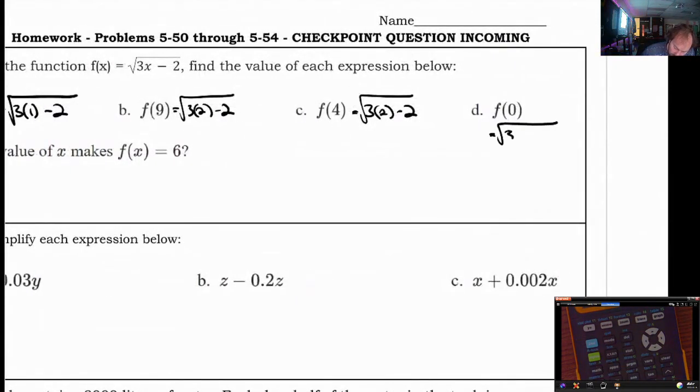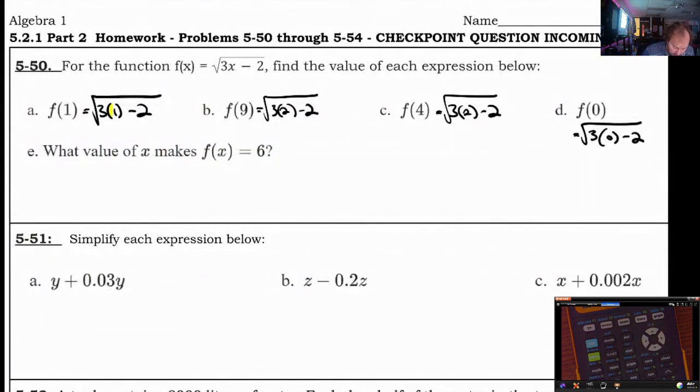All these problems are done exactly the same. The only difference is that the number that you plug in is different. Plugging in 1, plugging in, jeez, that's a 9. I apologize for that one. 3 times 9 minus 2. All you're doing is plugging a different number into the function, so they're all done the same way. And all you've got to do now is the math. You have to do 3 times the number first, then subtract the 2, then take the square root.